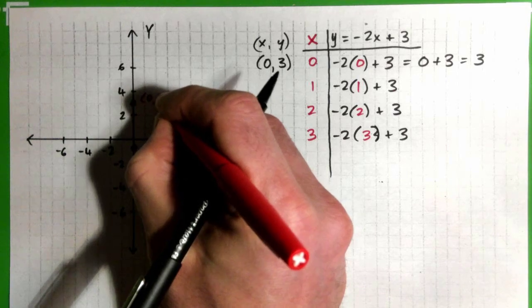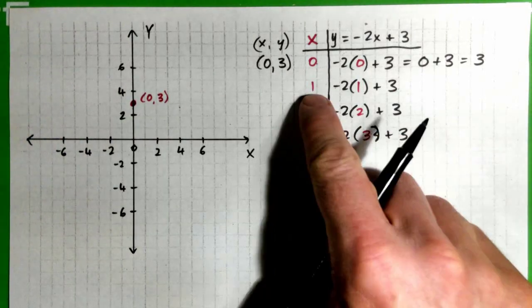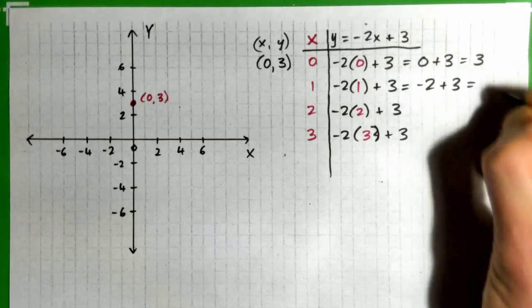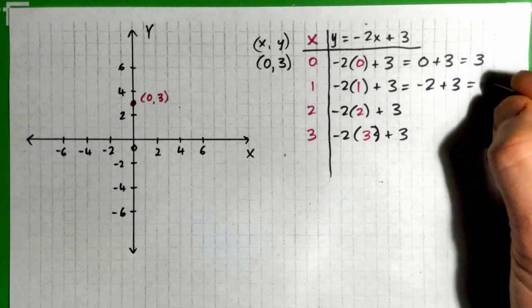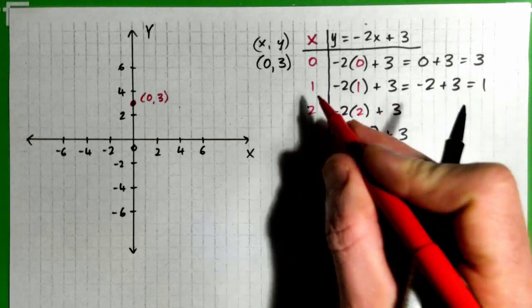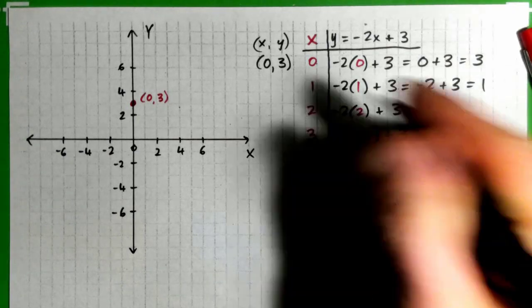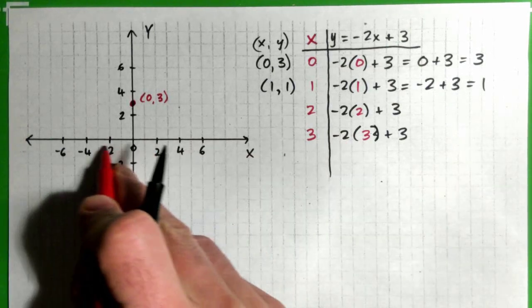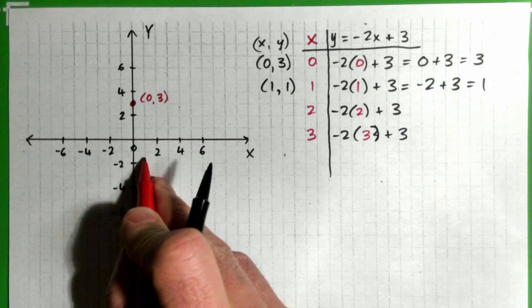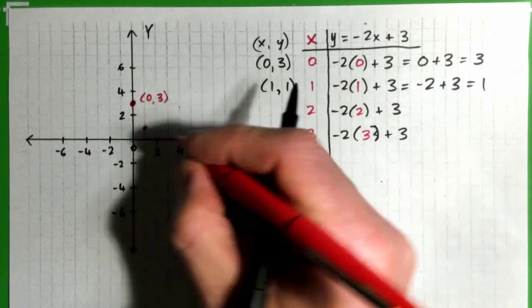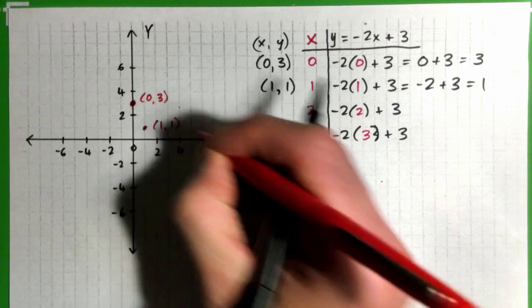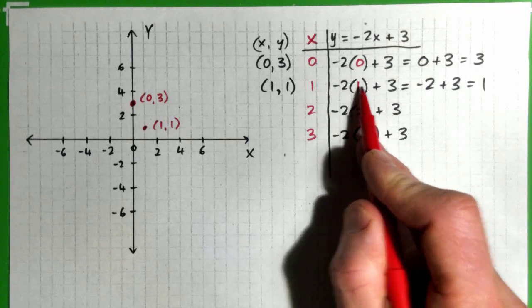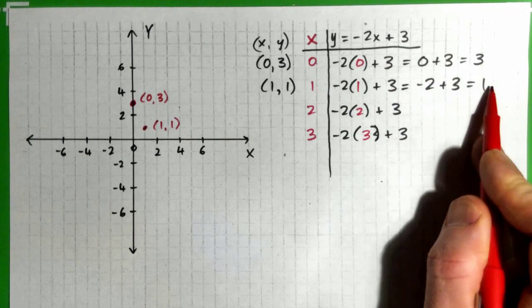0, 3. Okay? Another point, x is 1, what's y? Well, it's negative 2 times 1, which is negative 2, plus 3. What's negative 2 plus 3? That's 1, right? So that's the point. X is 1, y is 1. And you can write that as an ordered pair. You don't have to, but you can if you want. But x is 1 is here. Y is 1 is here, right? So that's the point there, 1, comma 1, right? When x is 1, y is negative 2 times 1, which is negative 2. Negative 2 plus 3 is 1.